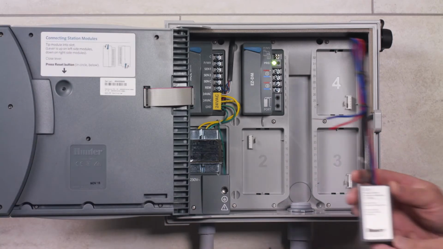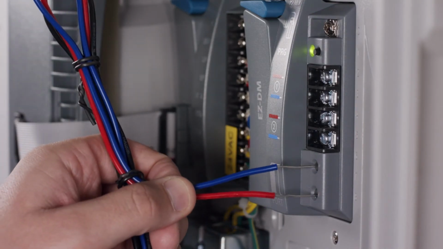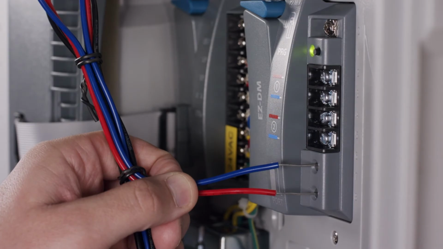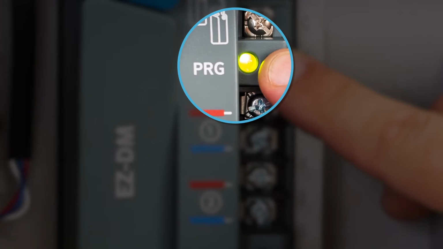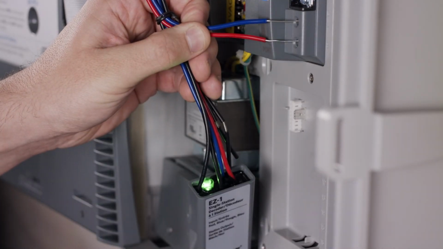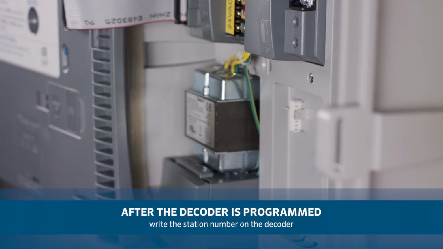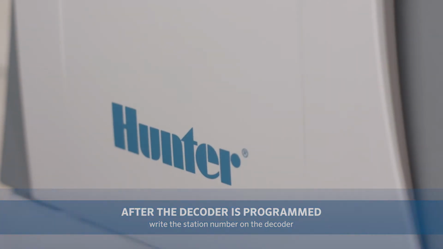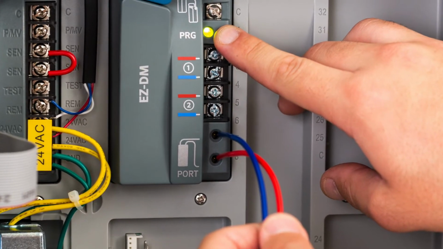Once the station is running, simply insert the red and blue wires on the decoder into the programming port. Either wire can go into either hole. Next, press the program button labeled PRG. After the LED on the decoder turns green, it is successfully programmed. After the decoder is programmed, write the station number on the decoder. To reprogram a decoder, simply activate a different station and follow the same programming steps.